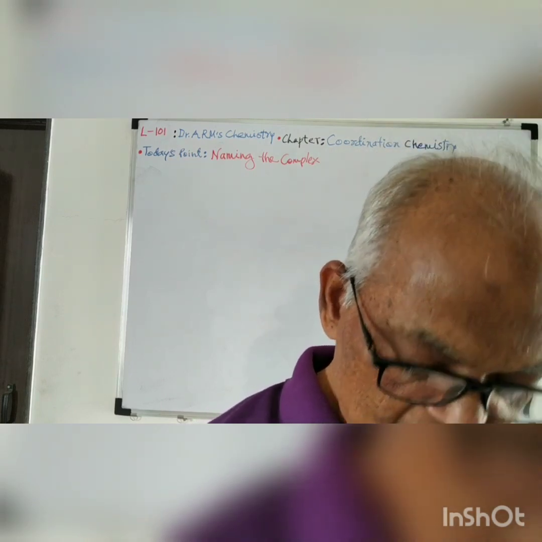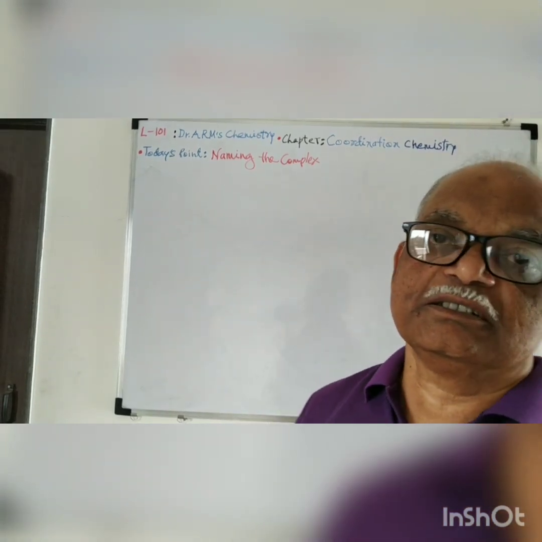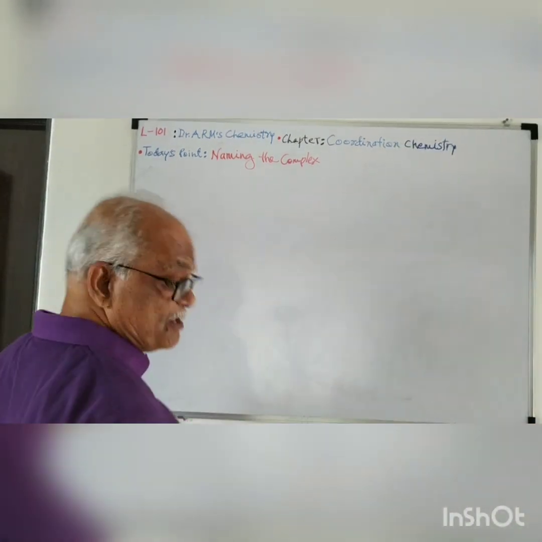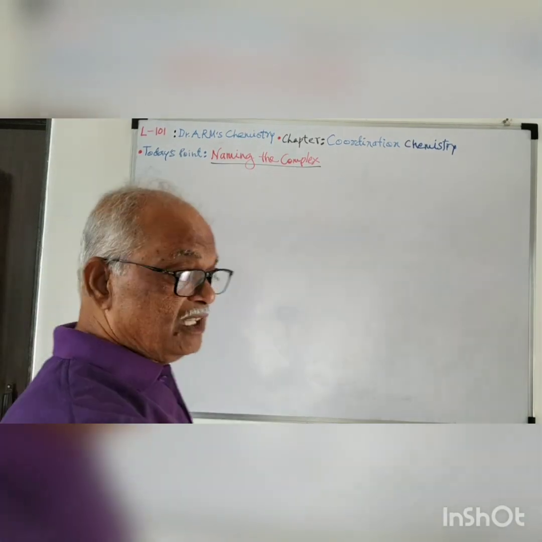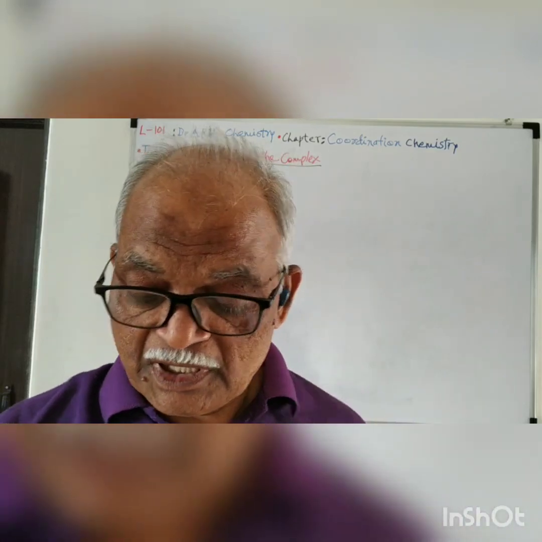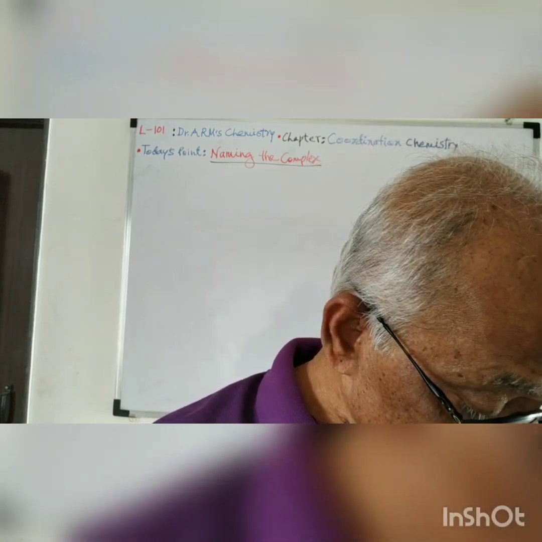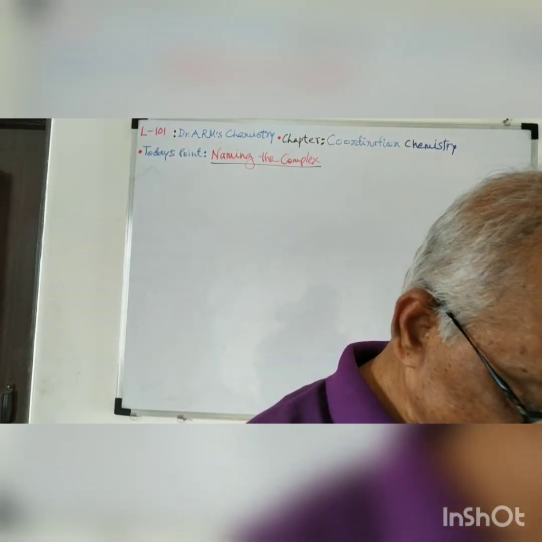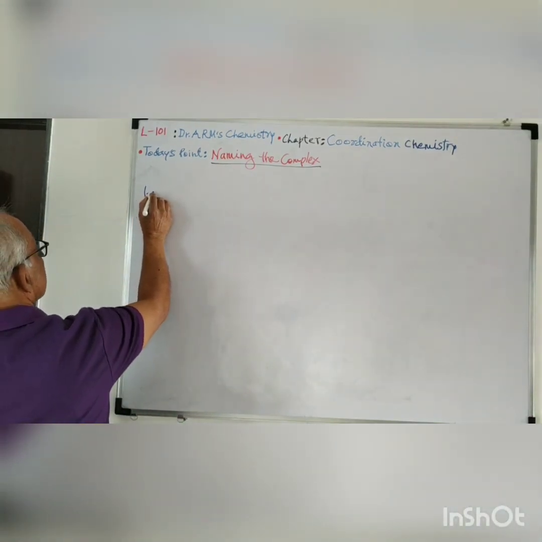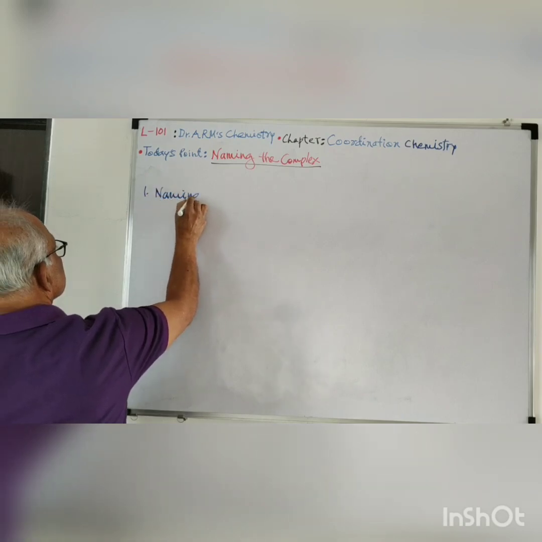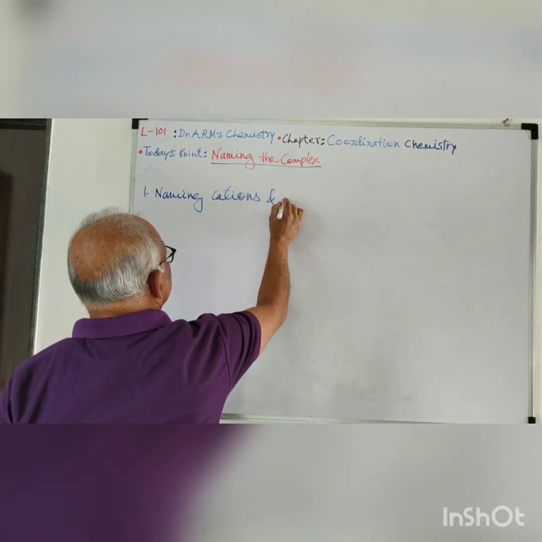Now we will see how to show the names of these complexes, that is, naming the complex. There is a set of rules given for the exact IUPAC nomenclature. The first rule is naming cations and anions.